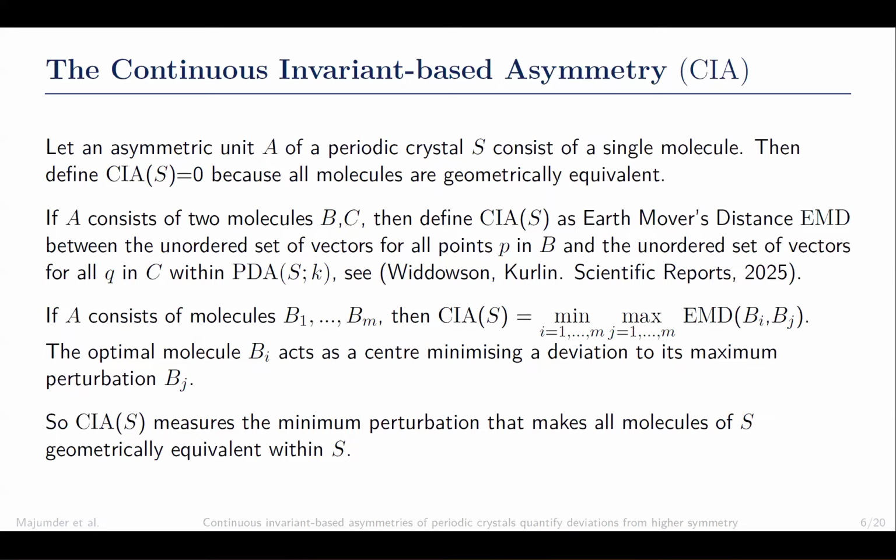If the asymmetric unit consists of M molecules, then we define CIA of the crystal structure as the maximum over J and minimum over I of the EMD between B_I and B_J. The optimal molecule, B_i, acts as a center, minimizing a deviation to its maximum perturbation, B_j. So CIA of a crystal structure measures the minimum perturbation that makes all molecules of a crystal structure geometrically equivalent within that same crystal structure.